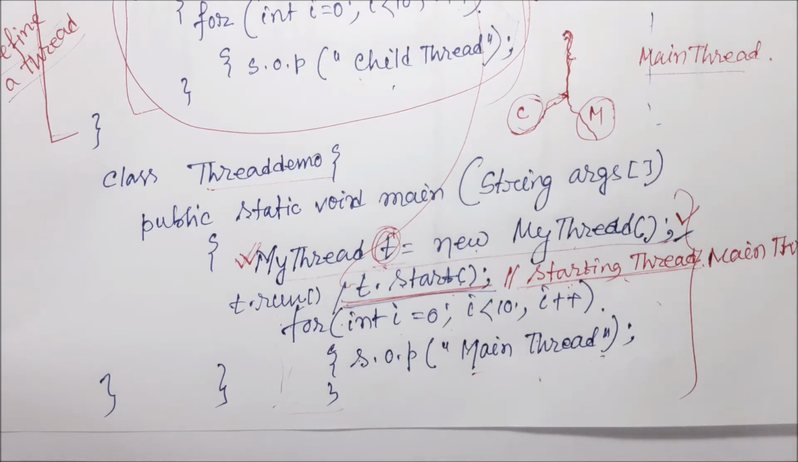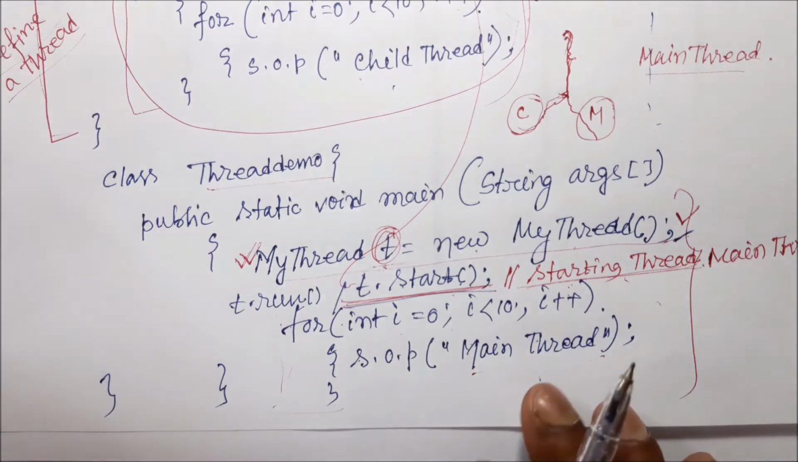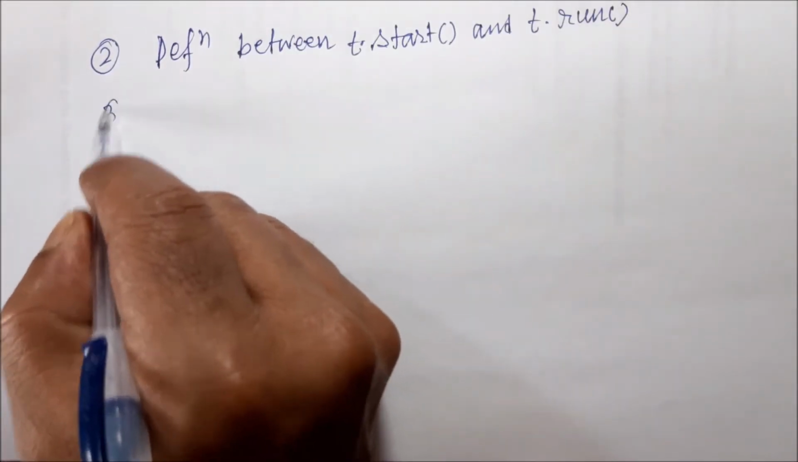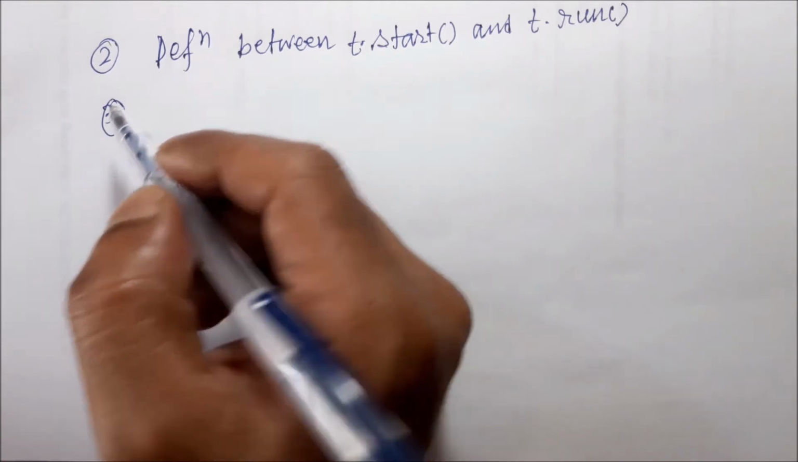The main thread is creating the child thread. But when we call the T dot run method, it is just like a normal method call, so no separate thread will be created. This is the second point regarding this example. Now, the third point is, what is the importance of the start method of the thread class?